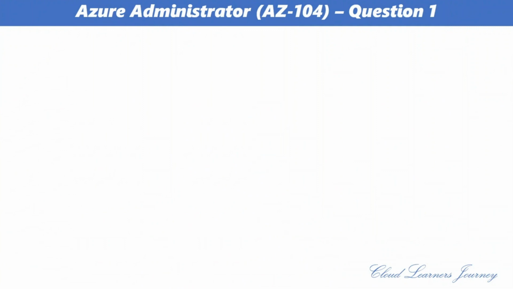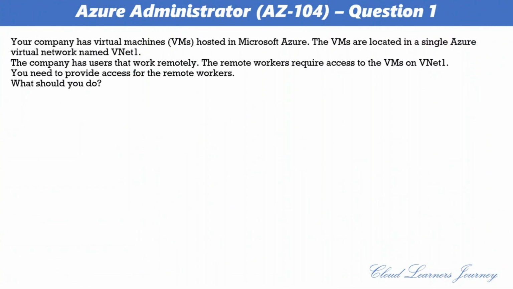Question number 1. Your company has virtual machines hosted in Microsoft Azure. The VMs are located in a single Azure virtual network named VNet1. The company has users that work remotely. The remote workers require access to the VMs on VNet1. You need to provide access for the remote workers. What should you do? Options are A.